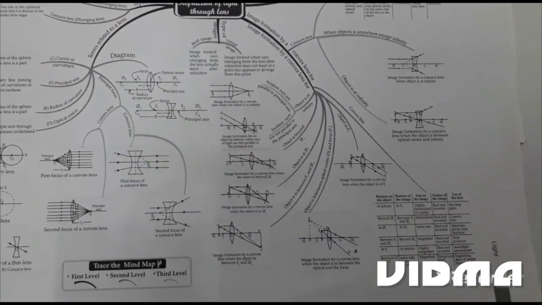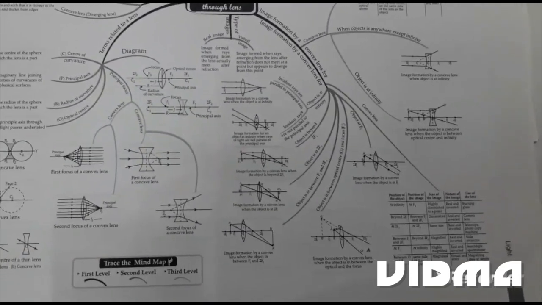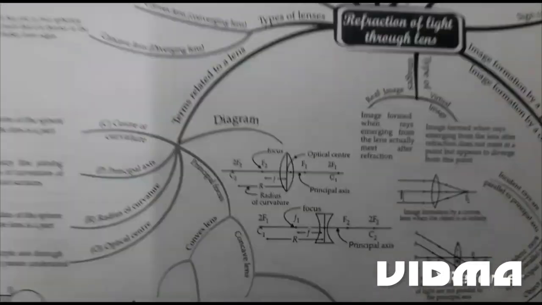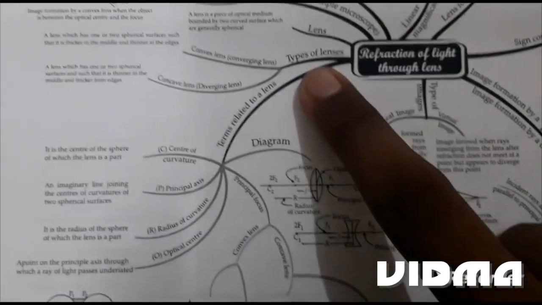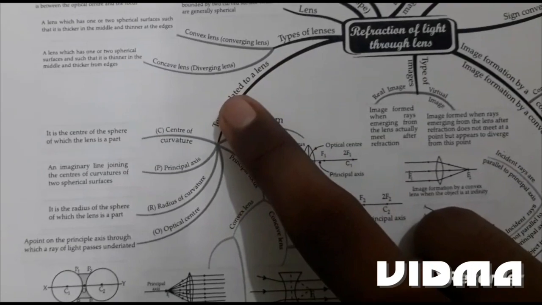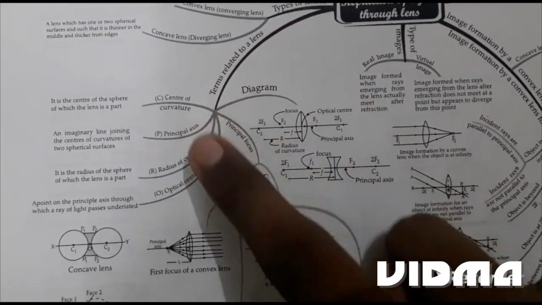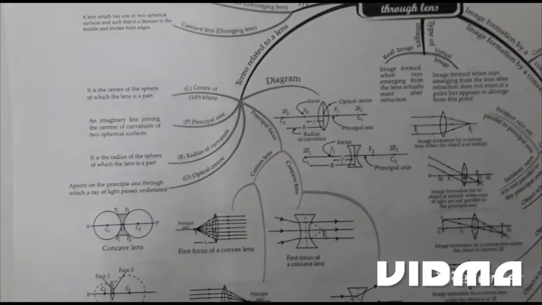These are the mind maps given in the book according to the syllabus of Chapter 4 in physics, that is light. They have given so many ray diagrams. Reflection of light, and types of lenses: concave lens and convex lens. Terms related to lenses: center of curvature, principal axis, radius of curvature, optical center.